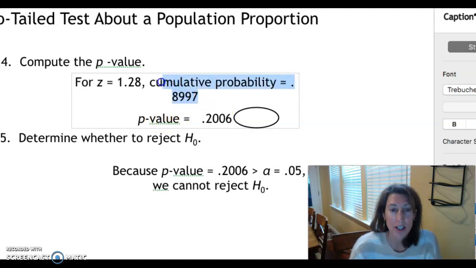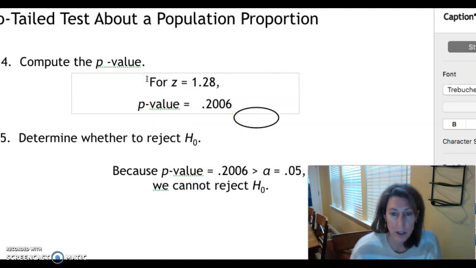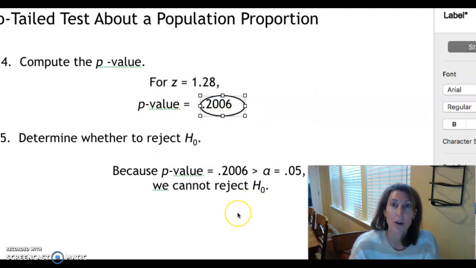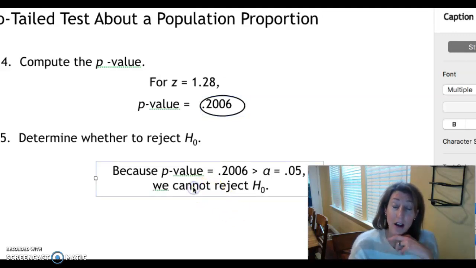So for 1.28, when you do a p-value that's two-tailed, it's 0.2006. That's pretty darn high. Do you guys see that's a large p-value? So the probability of getting that test statistic is high if our null's true. So that means we cannot reject the null, and that's what we find.